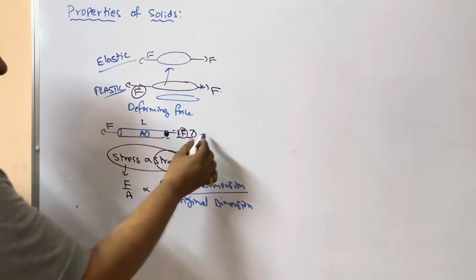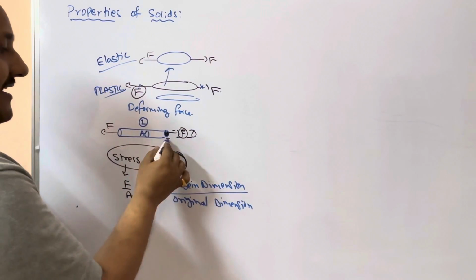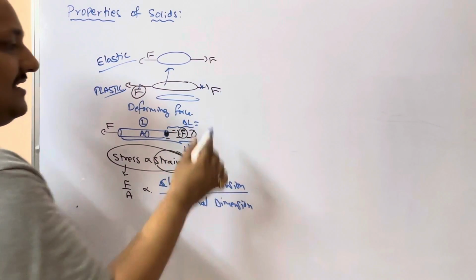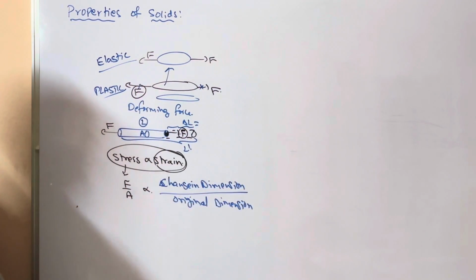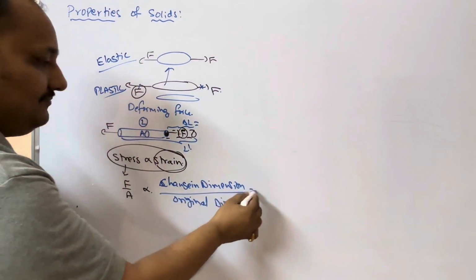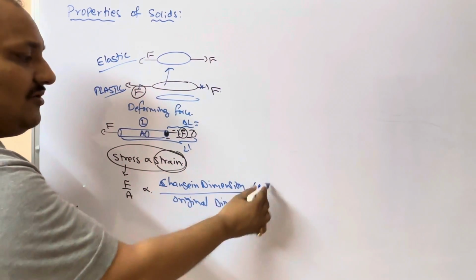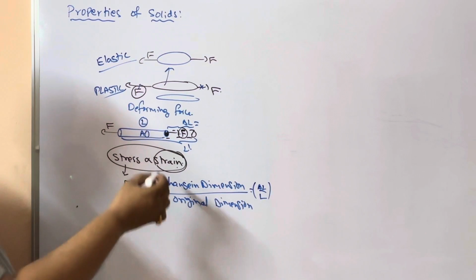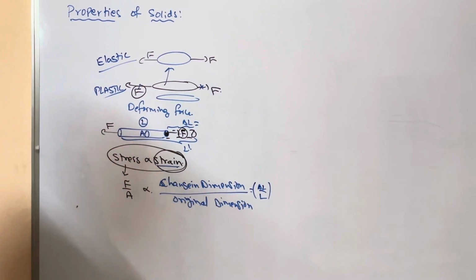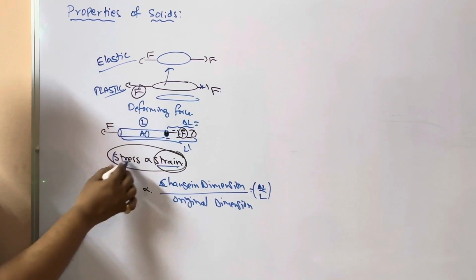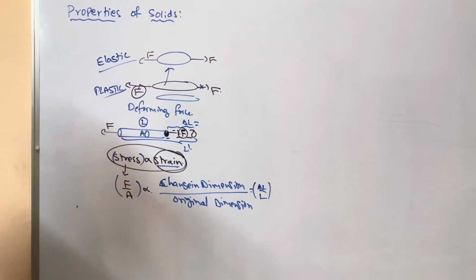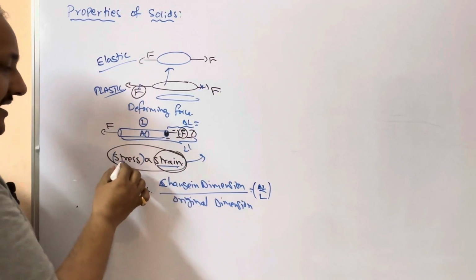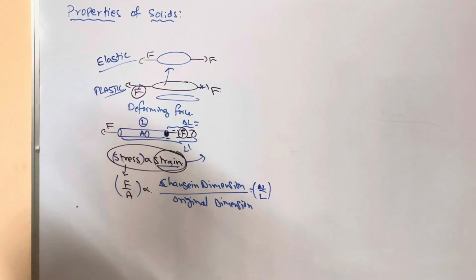In this case, length is changing. Initial length is L. Final length is L dash. What is the change in length? Delta L. So delta L is nothing but change in dimension, and L is nothing but original dimension. This is called strain. If length is changing, that is called longitudinal strain. If length is changing by applying stress, that is called longitudinal stress. We will discuss that again. But here in Hooke's law, stress is always directly proportional to strain.